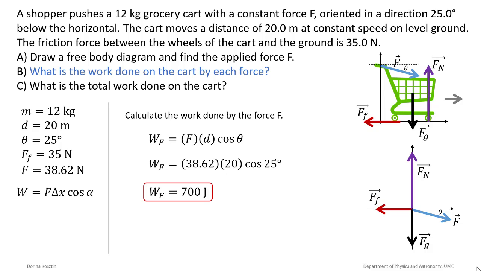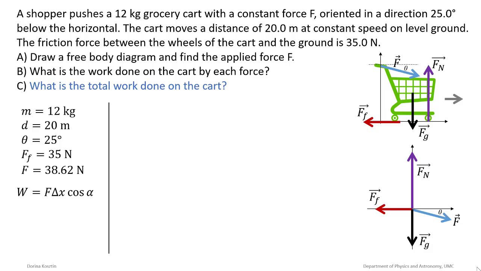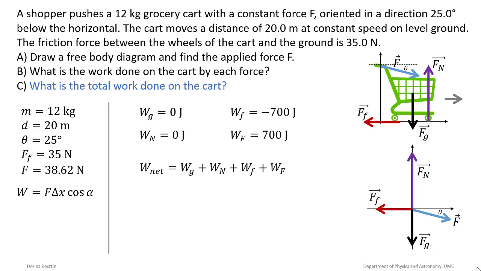In the last part of the problem, we need to find the total work done on the cart. The total work represents the sum of the work done by every single force. So we know that the work done by the force of gravity is 0, the work done by normal is 0, the work done by the force of friction is minus 700 joules, and the work done by the force F is 700 joules. Therefore, the net work will be the sum of these individual works. And if you look at the values, you realize that the net work is 0.